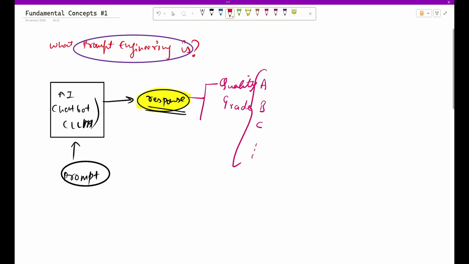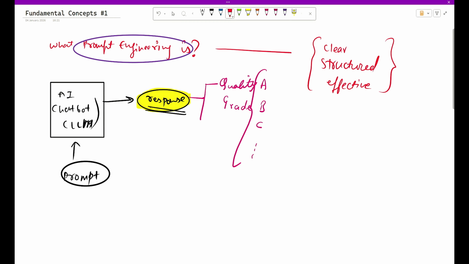Okay, because prompt engineering is a process of designing clear, structured, and, I can say, effective prompts, so that AI understands your intention and gives out accurate and useful output.